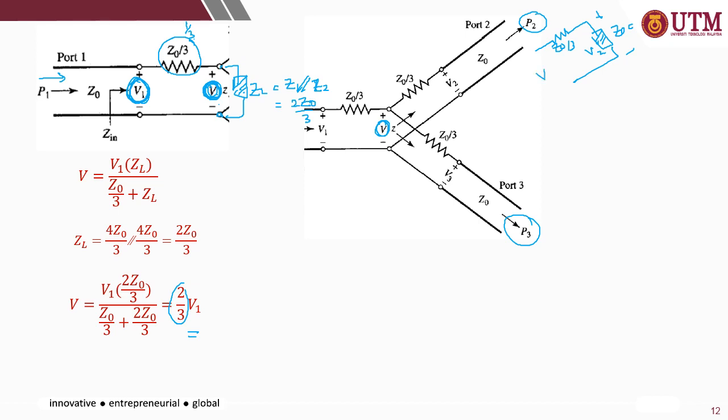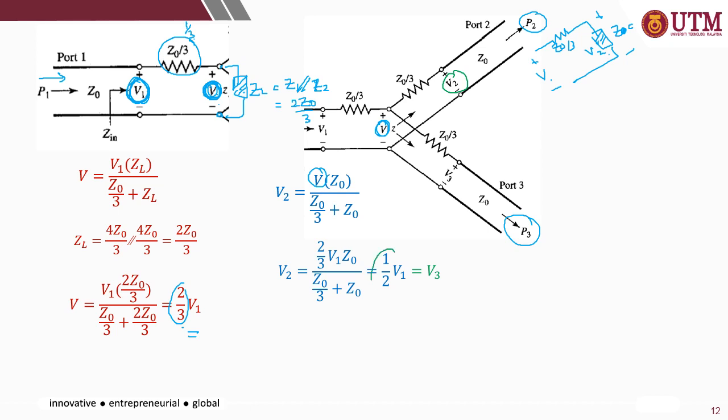The supply voltage is V. Again, you can use the voltage divider: V2 is equal to V multiplied by Z0, in this case at port 2, divided by the total impedance. So what is V? From the earlier calculation, V equals 2/3 V1. Therefore V2 is equal to half V1. So from 2/3 at this point, with V1 supposedly 100%, another half is delivered to port 2, and the same goes to port 3, because both have the same total impedance. So the power is divided equally to both port 2 and port 3.